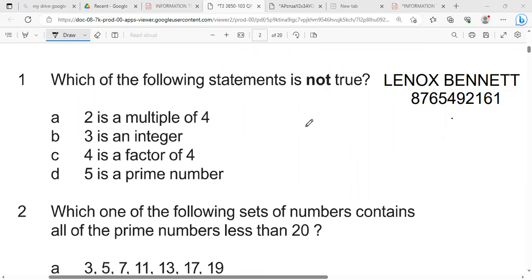All right, so I did from 30 to 60 already. If you have not watched that, you need to do so now. Number one says, which of the following statements is true? 2 is a multiple of 4. That is a lie. Multiples of 4 are like 4, 8, 16, and so on. So since this is a lie, we now made it.